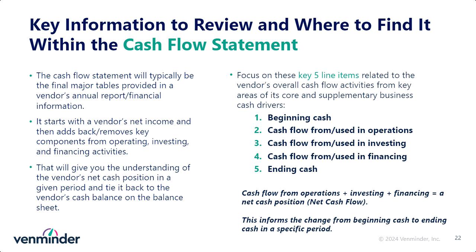You'll want to focus on 5 key line items when you're doing a cash flow statement review: beginning cash, cash flow from or used in operations, investing, and financing, and ending cash. And all of these ultimately sum up to a net cash flow, which means the change in cash, which ultimately bridges beginning cash to ending cash in any given period that we'll talk about.